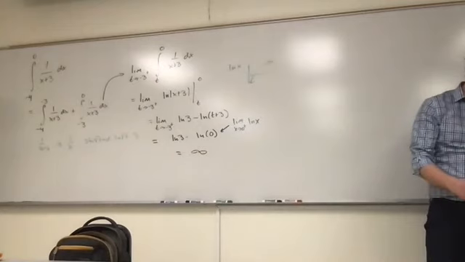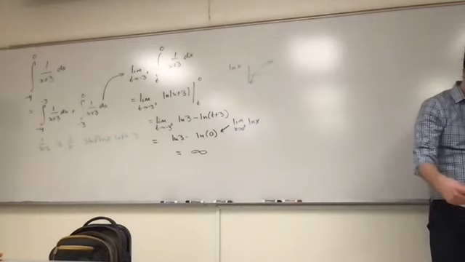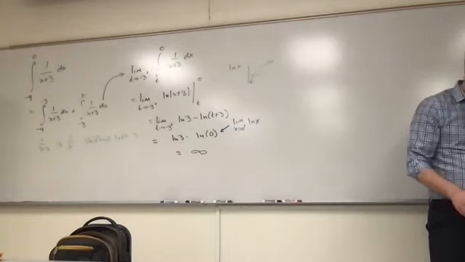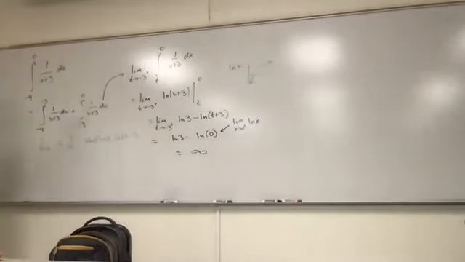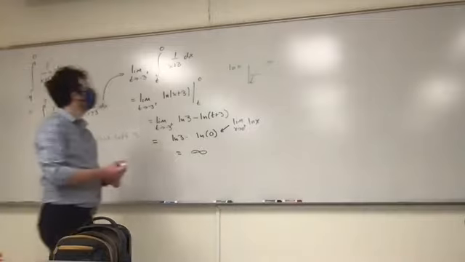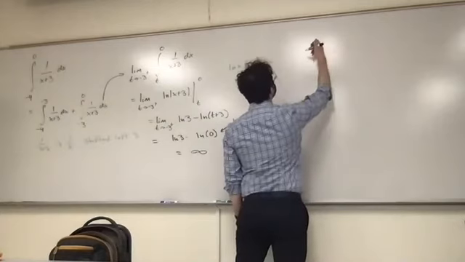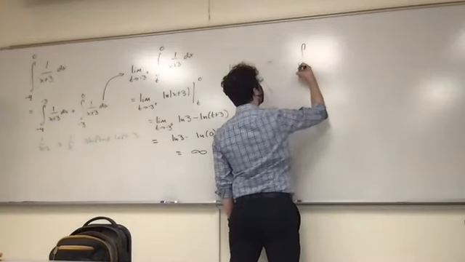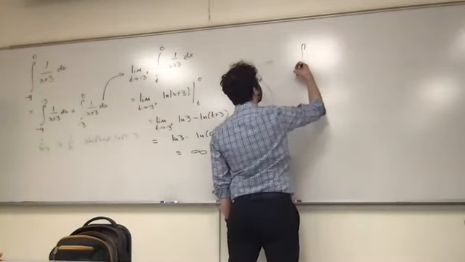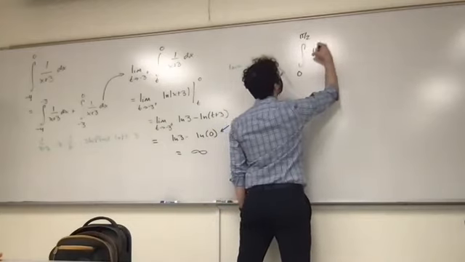The last thing is kind of a long example. Let me do just one more of a different type, just to keep seeing things that are a little bit different. So let's say the integral from zero to pi over 2 of tangent.